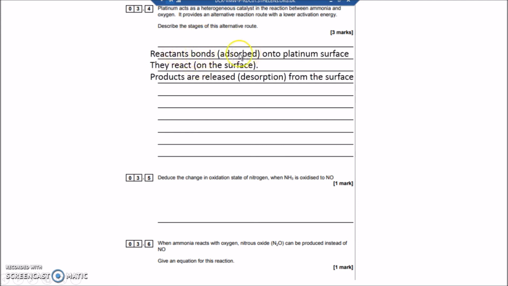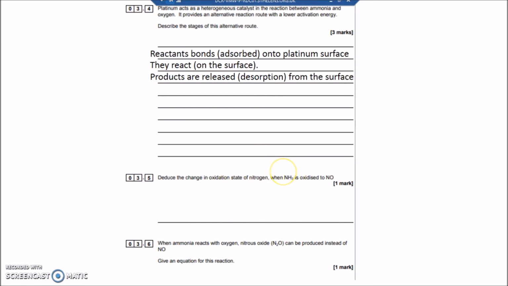So the reactants are bonded onto the platinum surface, a process called adsorption. They react on the surface because they're closer together, and then the products are released, a process called desorption, from the surface. But you don't need to use those words. You can just say that the reactant bonds onto the platinum surface, they then react, and the products are then released from the surface.